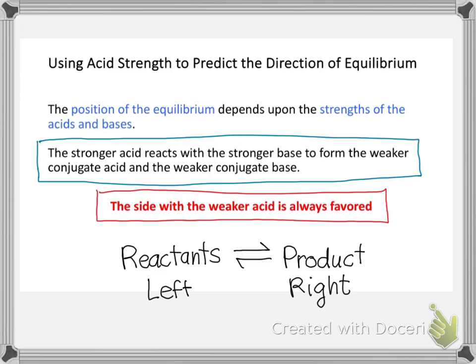So we're going to get an equation. We're going to identify which side has the weaker acid, and that side is the one that's going to be favored. Okay, so I'm going to have some steps that I'll show you in words, and then we'll have a problem so we can apply this idea that the side with the weaker acid is always favored.